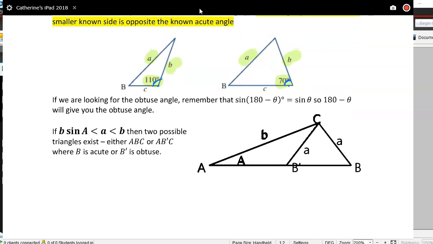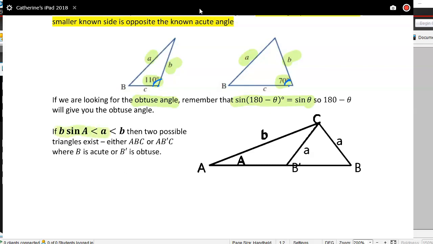So there is something to tell you, though I think it might be a little bit ahead of what we're doing here, but I've got these from my further maths notes: if we are looking for the obtuse angle, sine 180 take away theta will give you that angle.